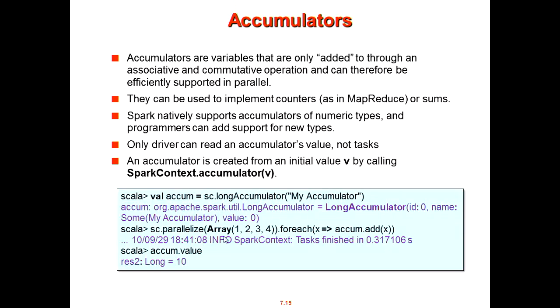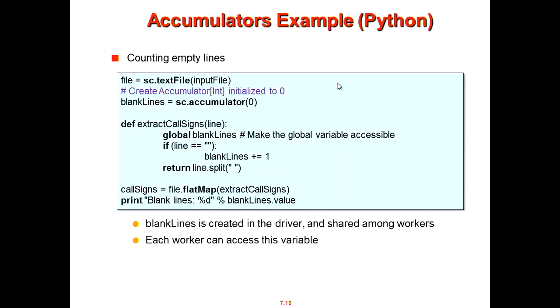And then we do this job. We parallelize this array, so we can generate an RDD storing this array. For each element, we use this function to do the accumulation. After the job is finished, we can check the result. It just does the sum, 1 plus 2 plus 3 plus 4, so the final result is 10. This value can only be checked in the driver. So these accumulators are almost exactly the same as counters in MapReduce. This is one example in Python.